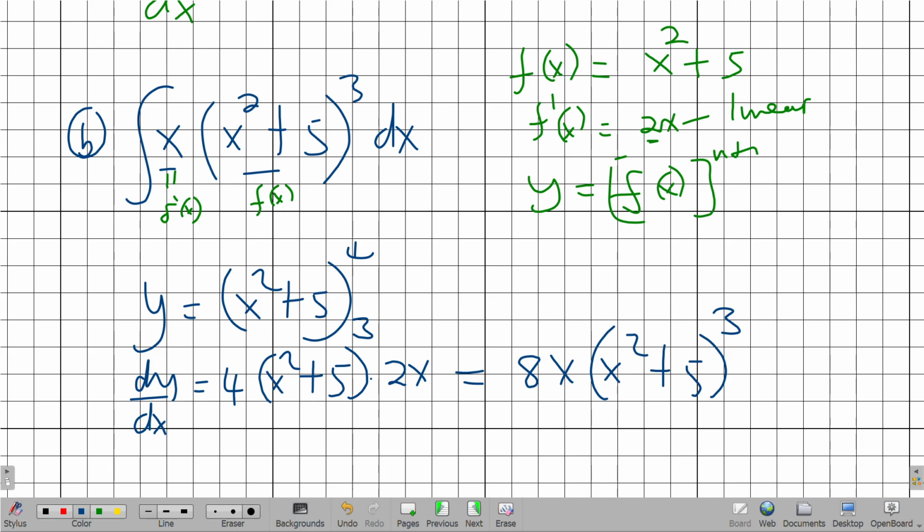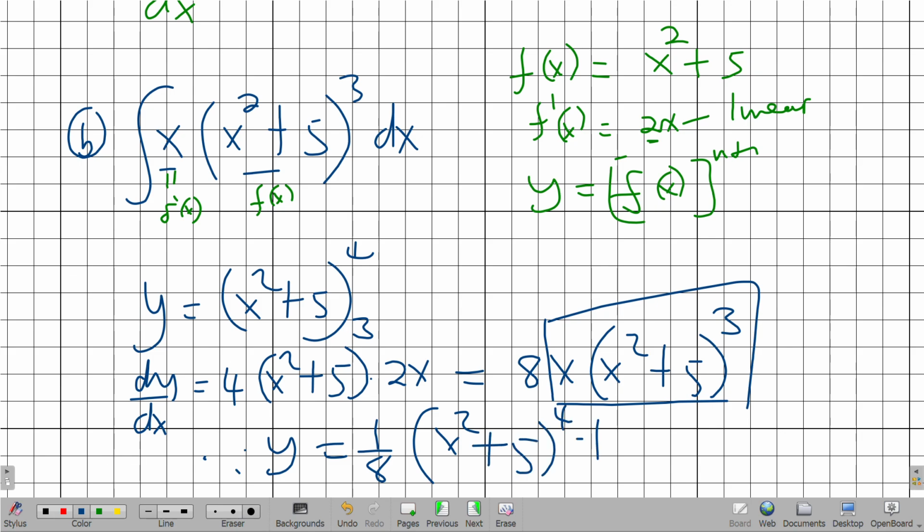So our answer is simply therefore. But we can see only this part here is this part here. So this is a derivative of this function with a k. So our answer is just y is 1 over 8 times x squared plus 5 to the power of 4 plus c. That's what we mean by integration using the reverse chain rule.